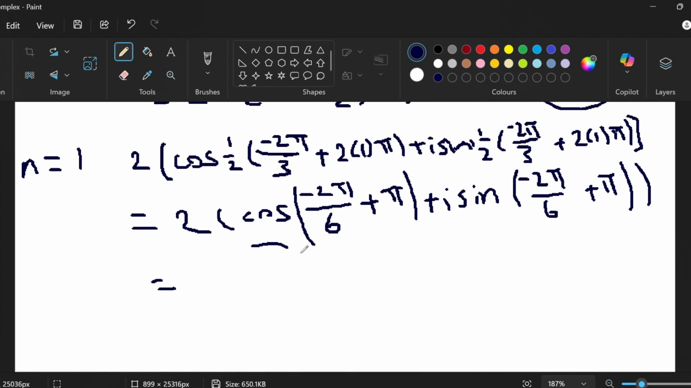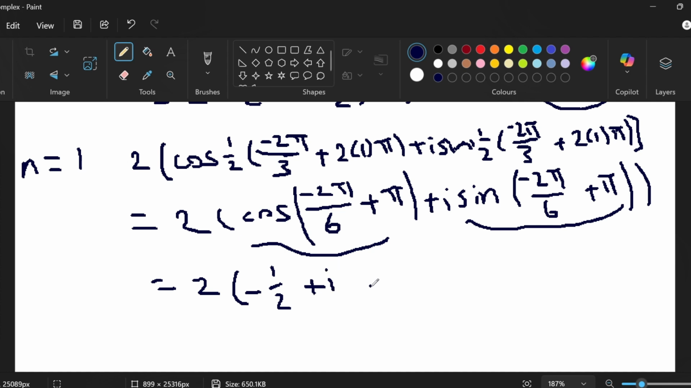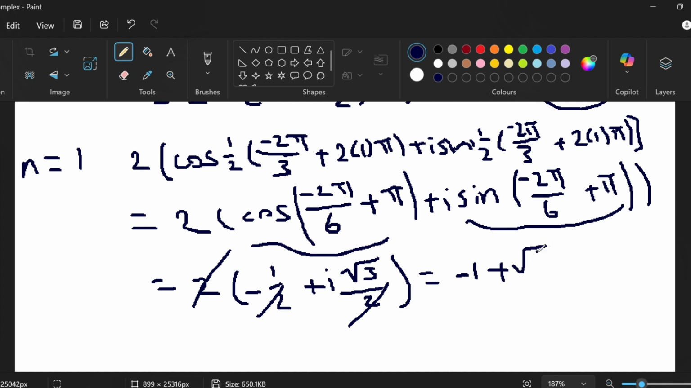And I can use my calculator to simplify these parts for me. And I get 2 times cosine of this is equal to minus 1/2 plus i times the square root of 3 over 2. And again, if I just divide out by all these 2's, I get -1 plus the square root of 3i.